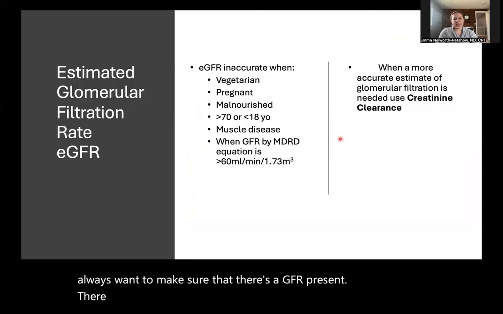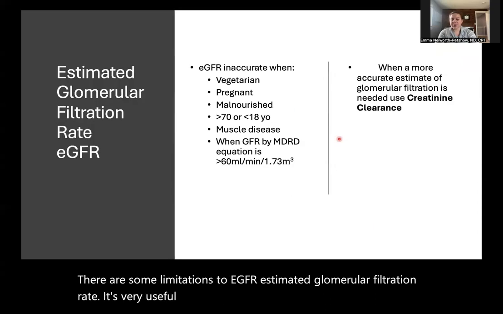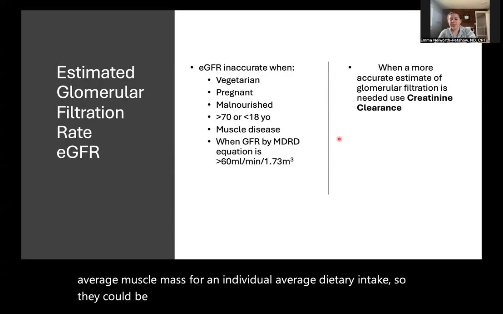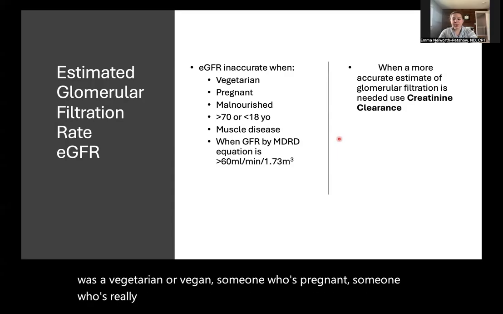There are some limitations to eGFR, estimated glomerular filtration rate. It's very useful, but it's not perfect. The equations assume average muscle mass for an individual and average dietary intake. So they could be inaccurate in certain clinical populations if someone was a vegetarian or vegan, someone who's pregnant, someone who's really young or really old, or someone who has muscle disease or even malnutrition states.